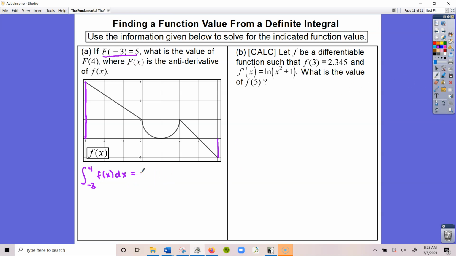The antiderivative of f of x is capital F of x, and we would evaluate that from -3 to 4, which is equal to capital F of 4 minus capital F of -3. Now the reason I do this is because I know the value of capital F of -3, and I'm trying to find capital F of 4. And I could actually find out what the whole value of this integral is by applying my geometric equations.